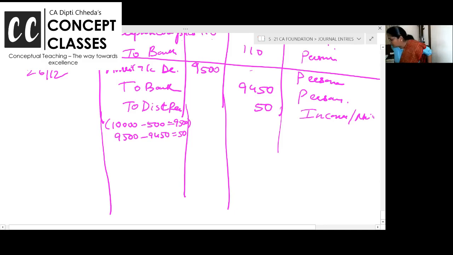Check this entry. 2 minutes. I'll be back, please go check. Check all the working notes and nature of account.